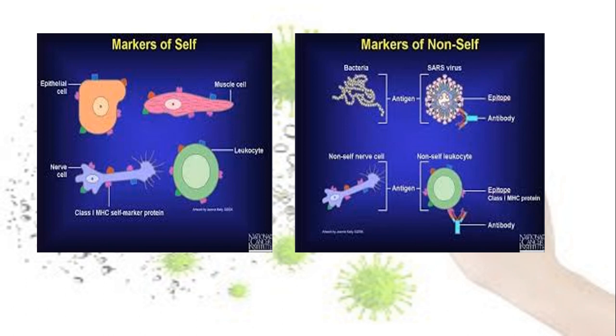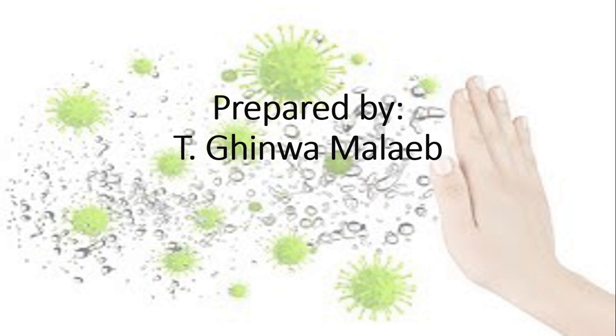Let's take a look into some of the self cells and some of the non-self cells that the body can distinguish. As we said before, any cell that belongs to our body is said to be a self cell. So here we have a muscle cell, an epithelial cell, a nerve cell, or a leukocyte, which all carry the HLA markers which belong to our self system. And on the other hand, we have a bacteria, for example, a SARS virus, a non-self nerve cell, a non-self leukocytic cell coming from another body. All of these are said to be non-self. Once they enter our body, our immune system will recognize them as being part of the non-self that have to be fought, have to be eliminated, and in this case the body will be able to distinguish between self and non-self cells. Thank you.